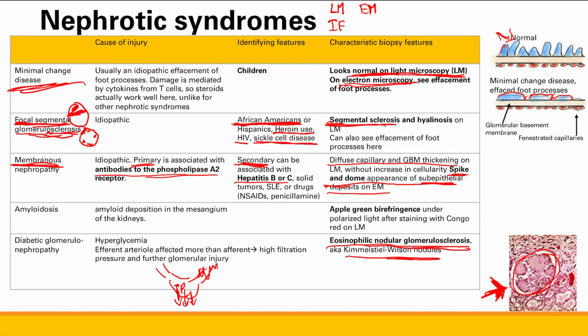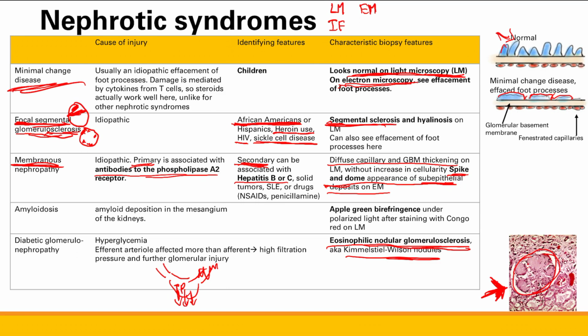So that's it for nephrotic syndromes. This is the one with podocyte damage and massive proteinuria. There's minimal change disease as you see in children, and this one looks normal on light microscopy. You see effacement of foot processes on electron microscopy. Focal segmental glomerulosclerosis, aka FSGS. Really just pay attention to that name, it tells you a lot. And remember that African Americans get it, and the rest of the risk factors are a lot easier to remember. And the name shows you biopsy features, segmental sclerosis and hyalinosis.